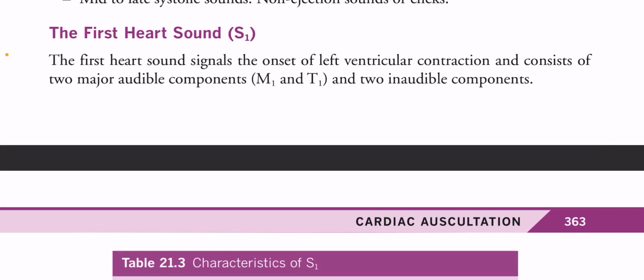Now, the first heart sound. The first heart sound signals the onset of left ventricular contraction and consists of two major audible components, M1 and T1, and two inaudible components.